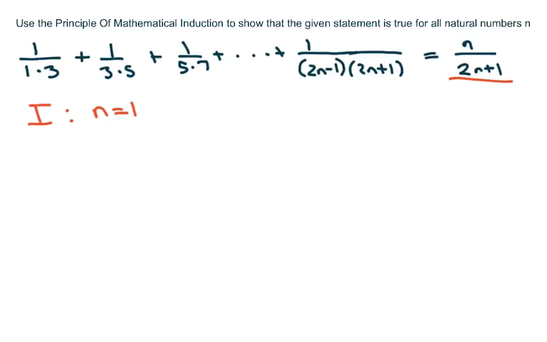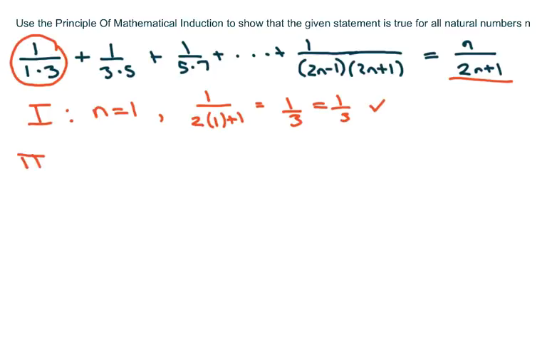Okay, so condition 1 means we're going to check for n equals 1. So I'm going to plug 1 into my sum here. And this gives me 1/3. And this should equal my first term, which is 1/3. So that checks. So for condition 2, we assume it works for some k.